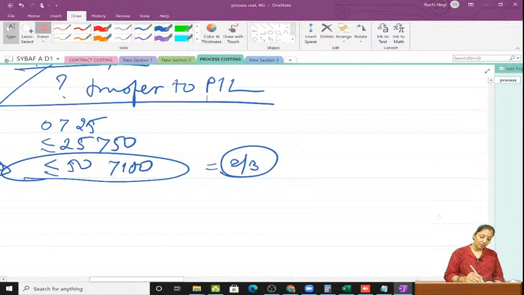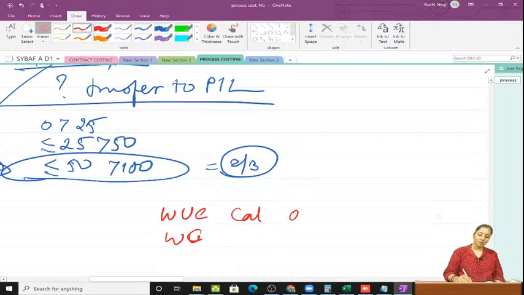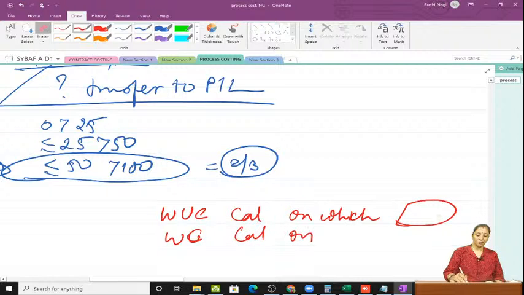Okay, so one more thing I wanted to ask you all. We just discussed in contracts, work uncertified and work certified. Work uncertified is calculated on which basis? And work certified is calculated on which basis? You should know this answer.